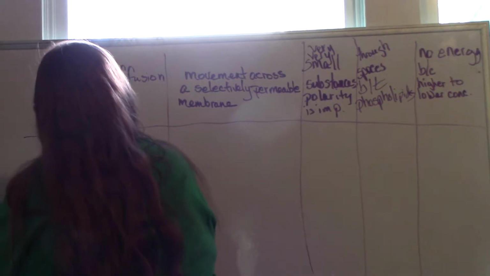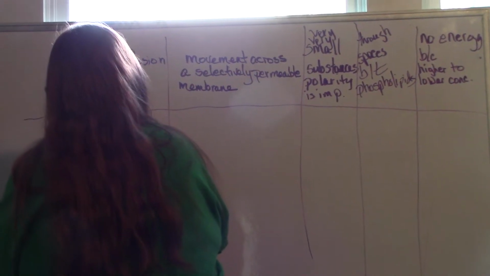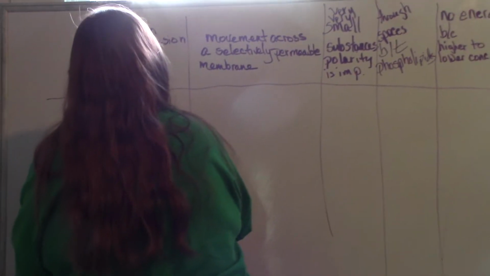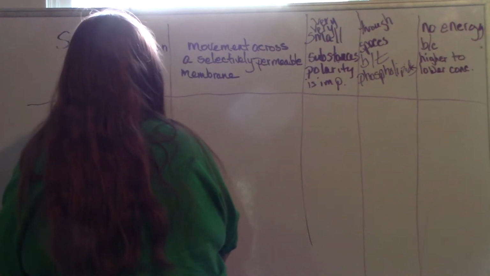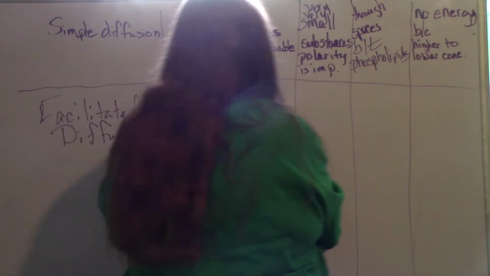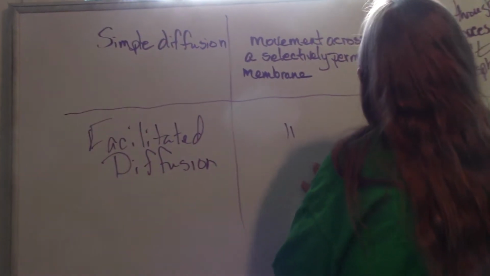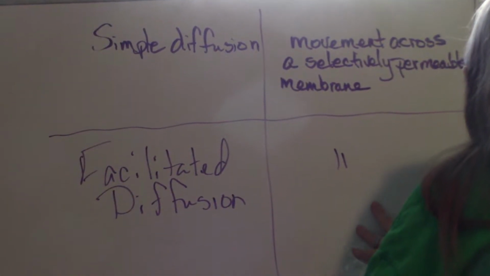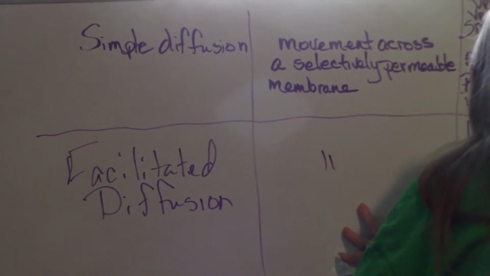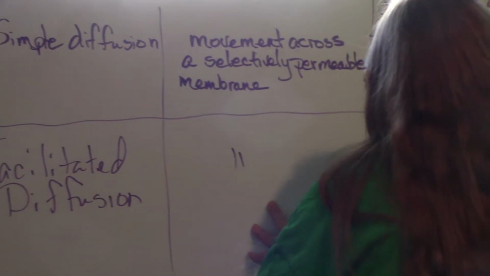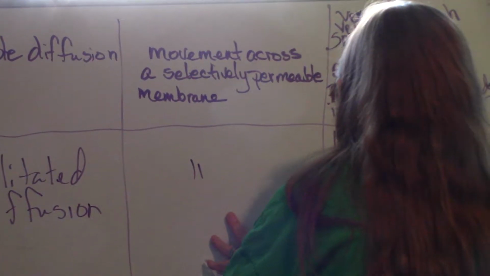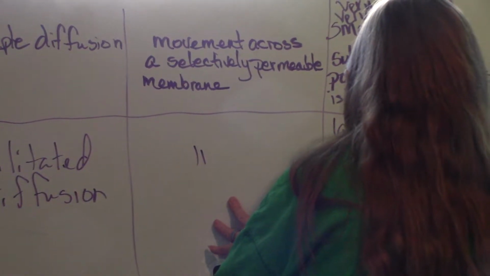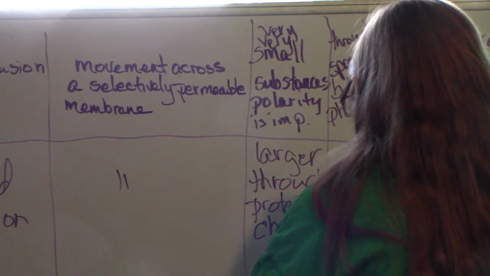Facilitated diffusion. Movement across a selectively permeable membrane. Larger and through protein channels. They're like gates in the cell membrane. Okay?